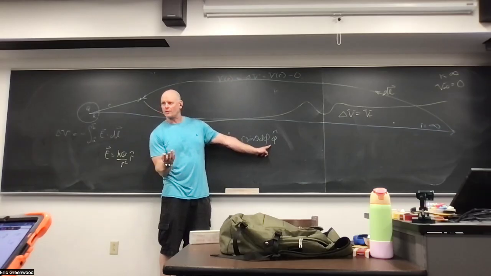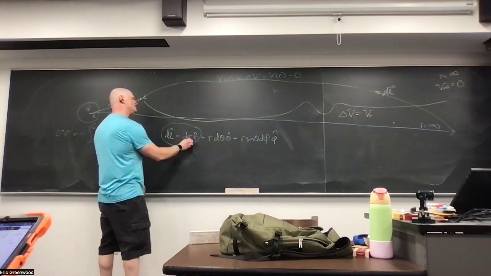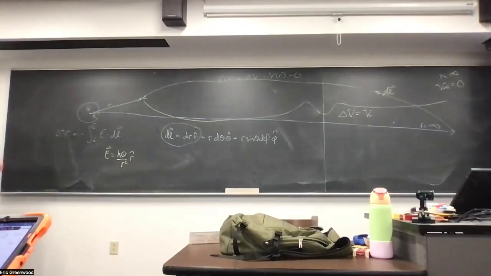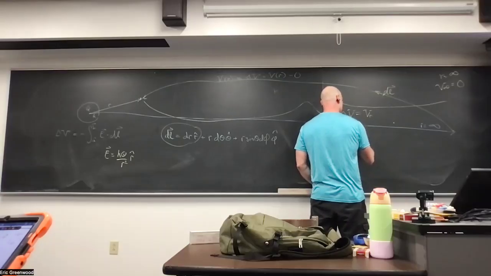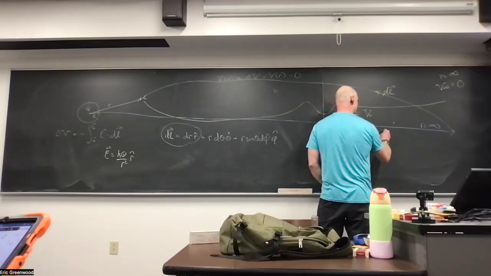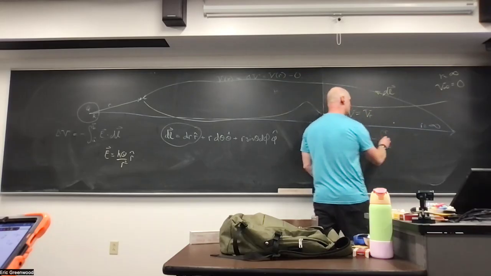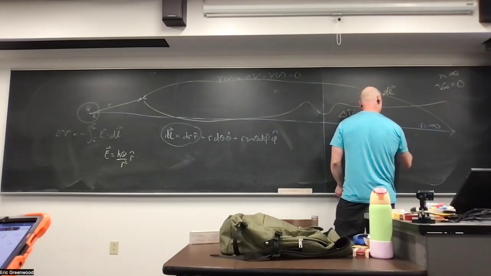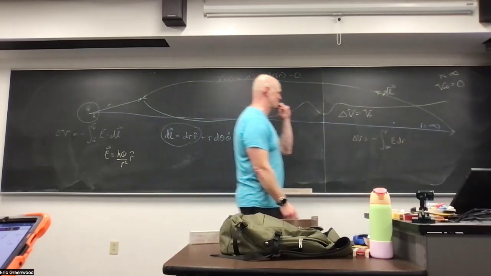No, again, by definition, they're perpendicular to each other, which means when I dot these together, the only thing I'm going to care about is the dr portion. Okay? So let's plug that in here. So my change of potential is then going to be minus the integral from infinity to the point r of my electric field times dr.